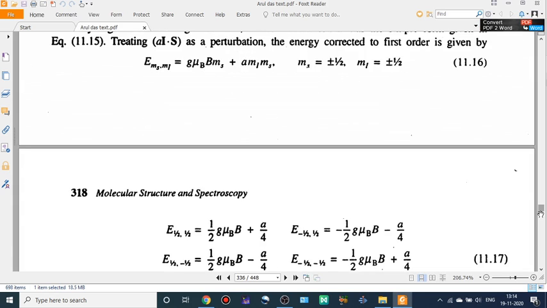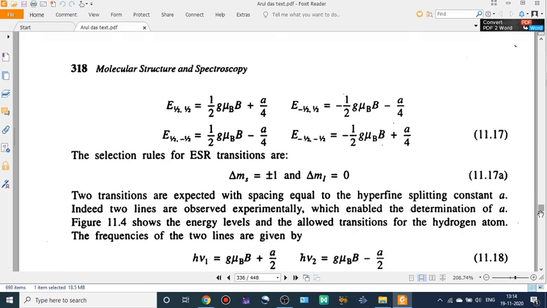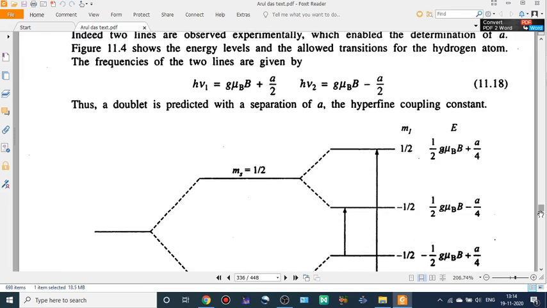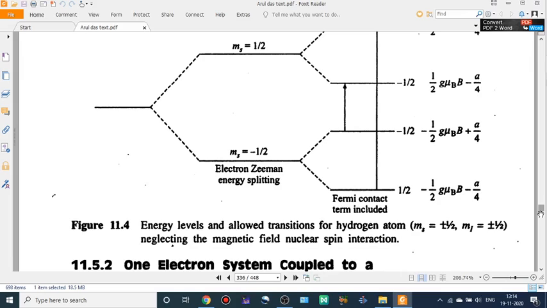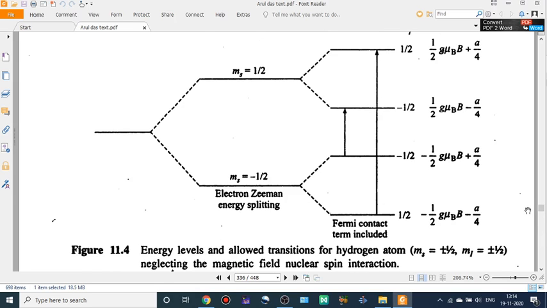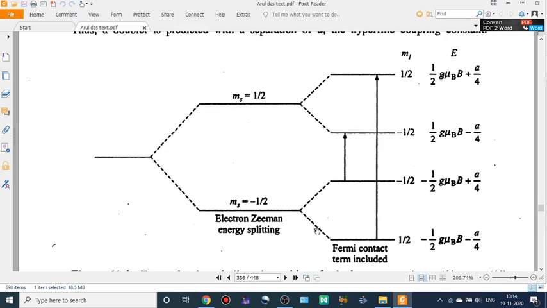We can see the energy level diagram. Here there is no field, so there is no splitting of the spectral lines. If we apply the magnetic field, there is splitting for plus half and minus half, that is the electron Zeeman energy splitting, and due to the interaction with the nuclear spin, it again splits into four levels.